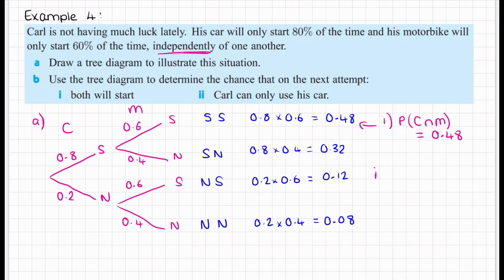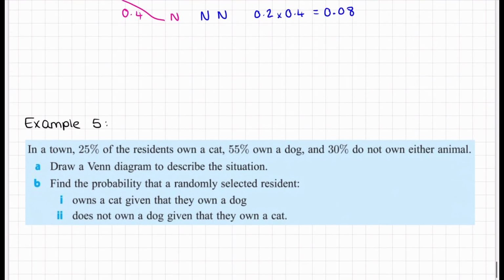And then for part 2, we want Carl can only use his car, which means we don't want to be using the motorbike at all. And so that will be this one here. So we want the probability of the car and not the motorbike, which will be 0.32.